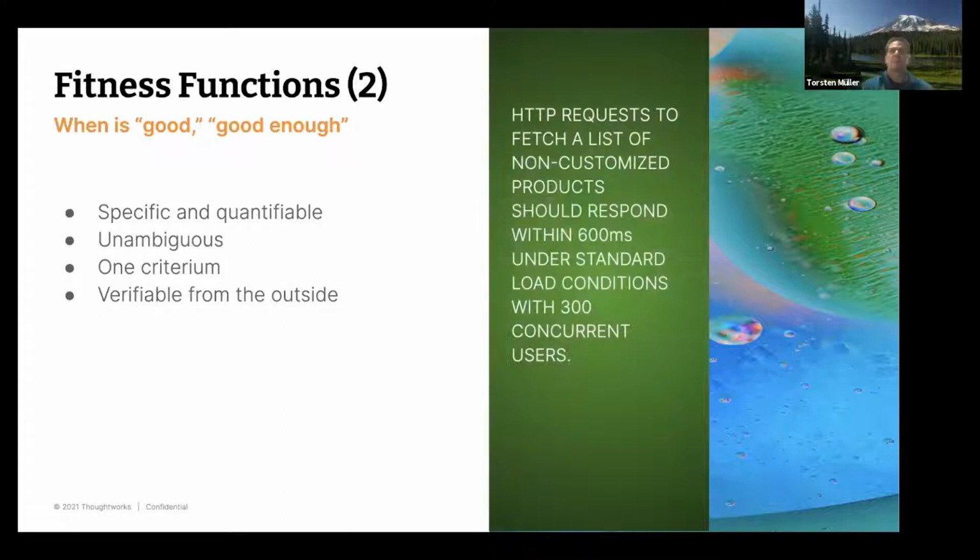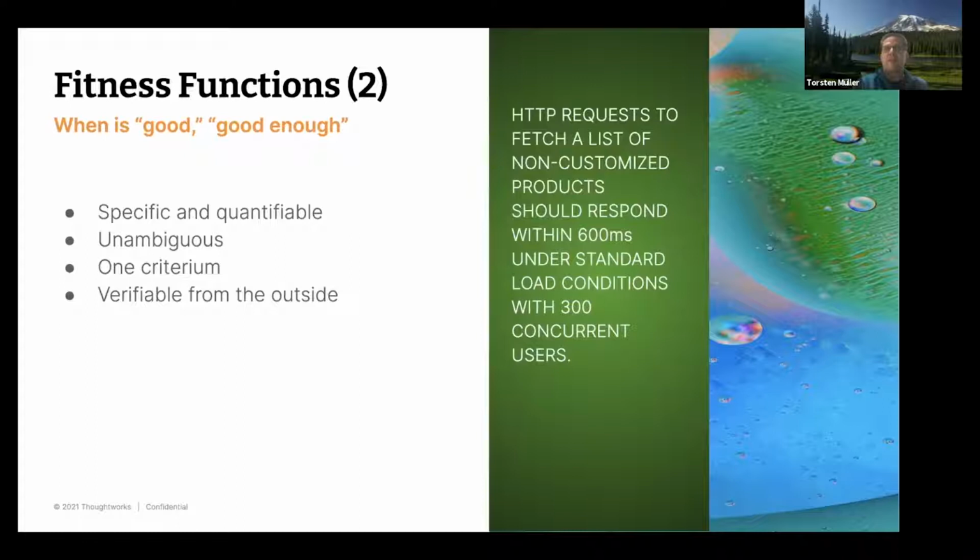So here's an example. HTTP requests to fetch a list of non-customized products. You see that's already very specific. Should respond within 600 milliseconds under standard load conditions with 300 concurrent users. If you write a sentence like this and you give it to your programmer, the programmer gets a pretty good idea of what the test actually should do.